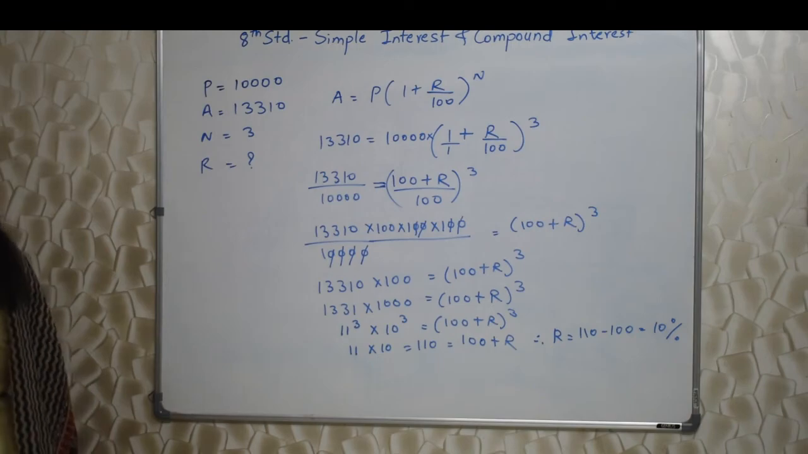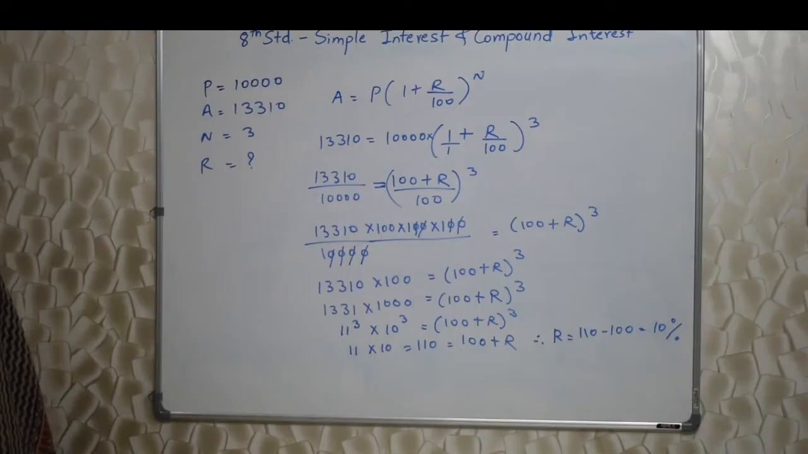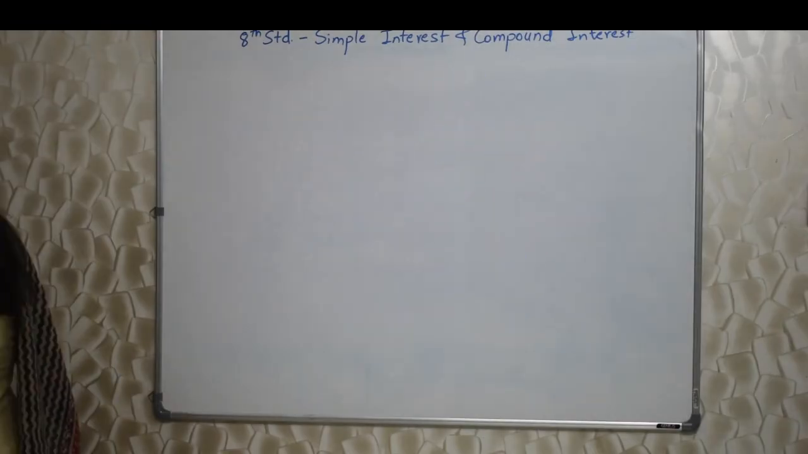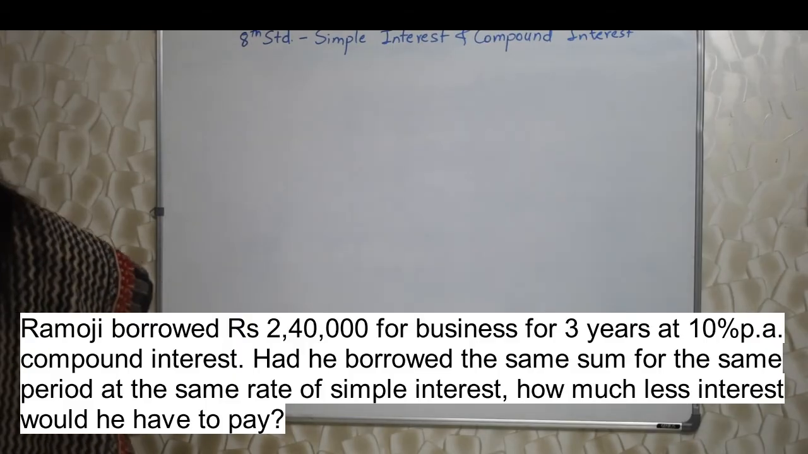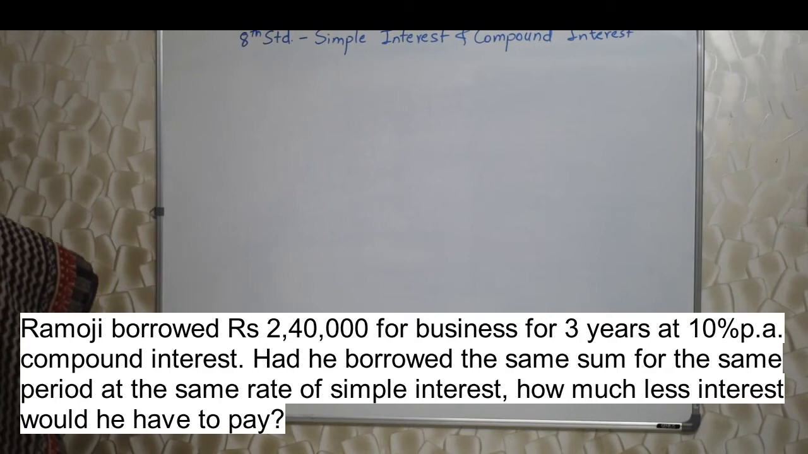So easy, isn't it? Okay students, let's go to the last sum which will appear on your screen. Ramoji borrowed rupees 2,40,000 for business for 3 years at 10% per annum, compound interest. Had he borrowed the same sum for the same period at the same rate of simple interest, how much less interest would he have to pay? Okay, this is a combination of two sums. With the same information, we need to use both the formula CI and SI, right?